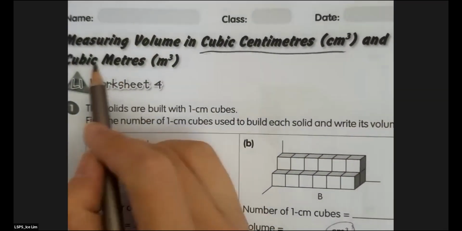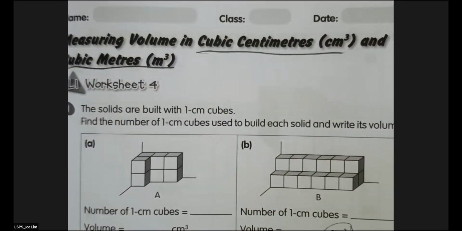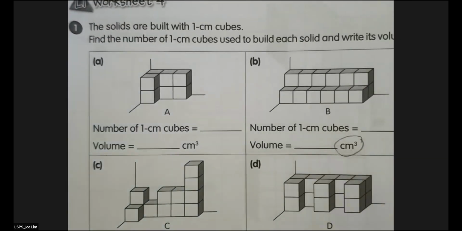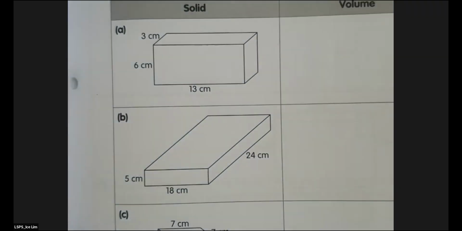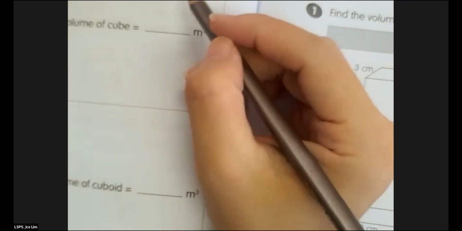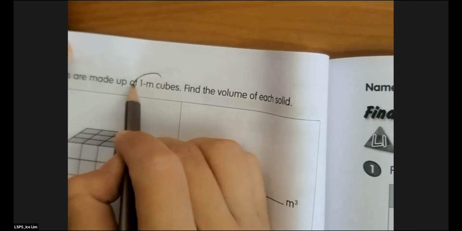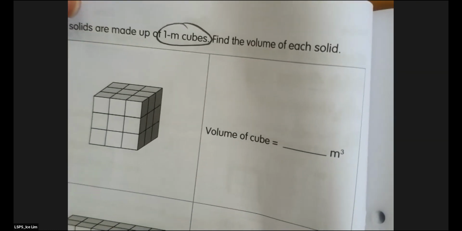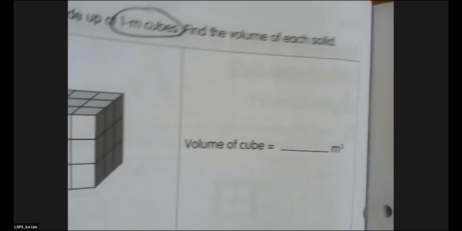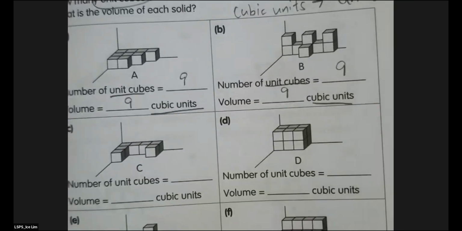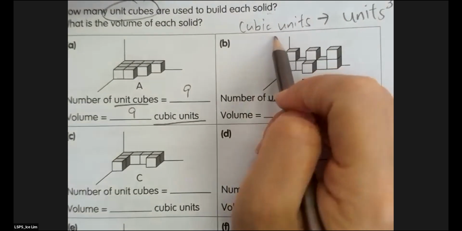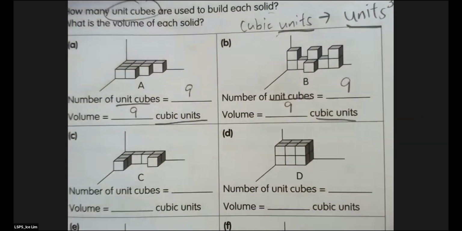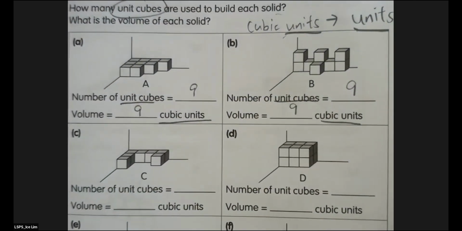This is when the cubes are made up of 1 centimeter cubes here or 1 meter cubes at the back here. That means the length, breadth and height of each cube is 1 centimeter or 1 meter. Over here, it's not stated as centimeter or meter, it's stated as units. So it's unit cubes or cubic units.